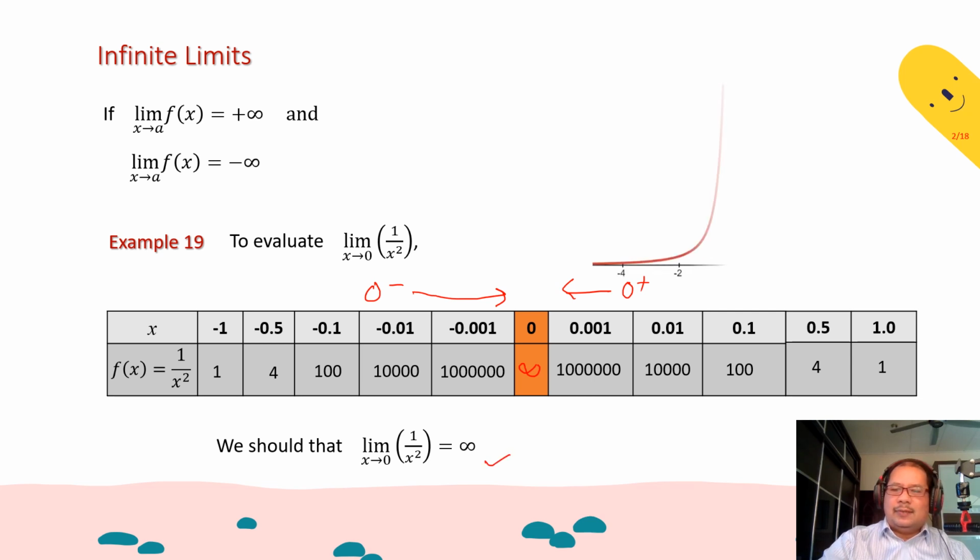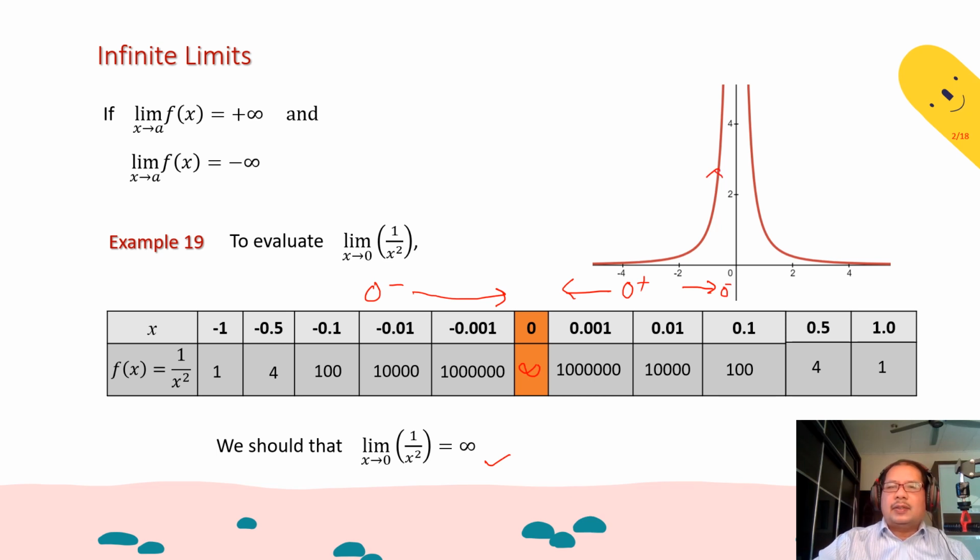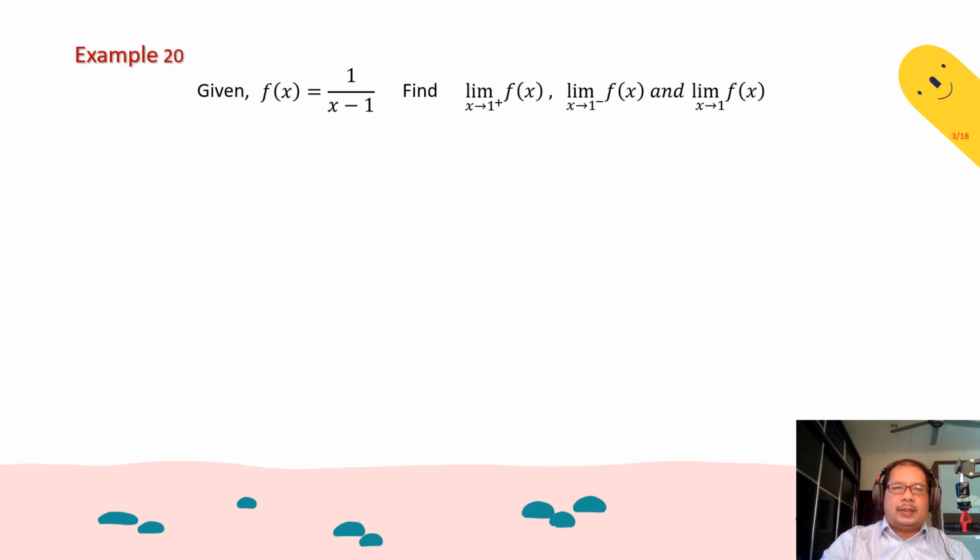Okay, clearly from the diagram here, when x approaches 0 from the left, the value for y goes to infinity. When x approaches 0 from the right, the value for y also goes to infinity. Okay, next example 20.